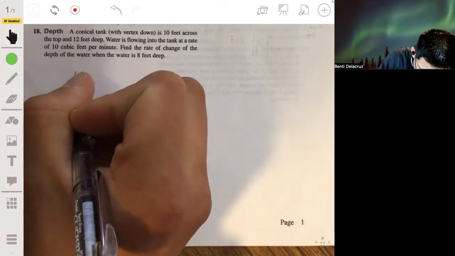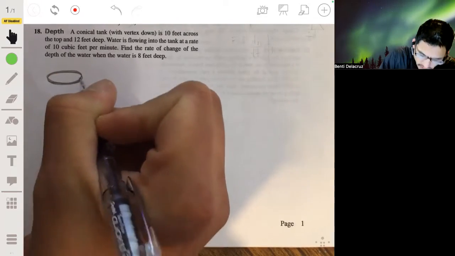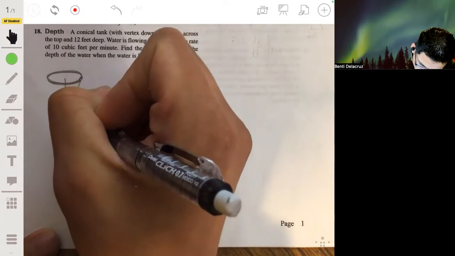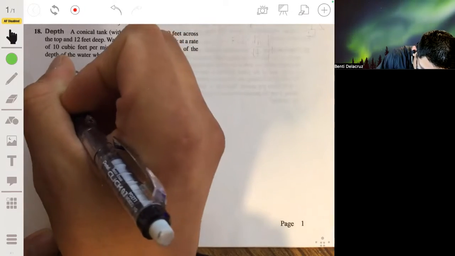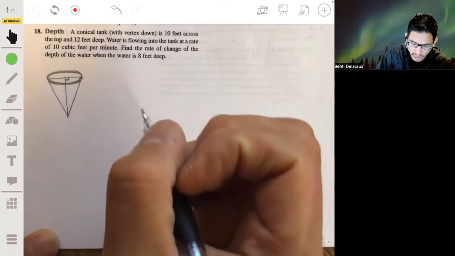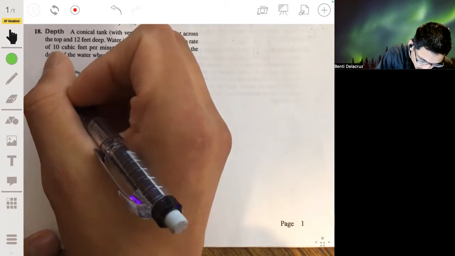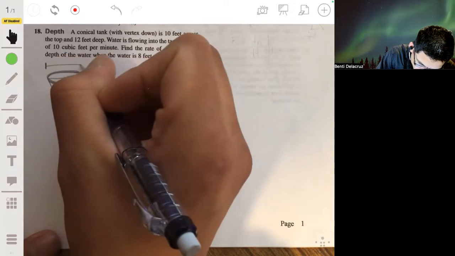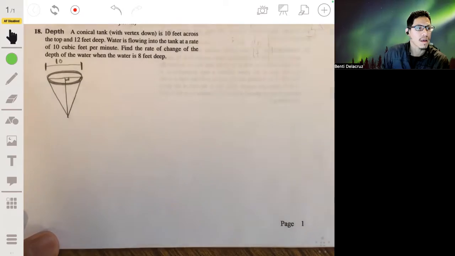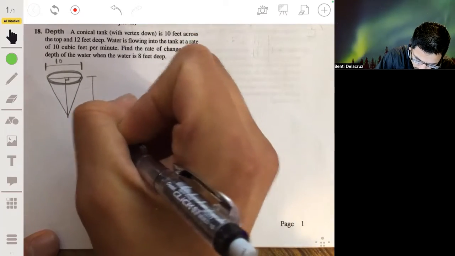Conical tank pointing downwards. Let's see if we can draw this cone. So it's a right cone, 10 feet across. So from here to here, that's 10. And then 12 feet deep. So from here to the bottom, it's 12.